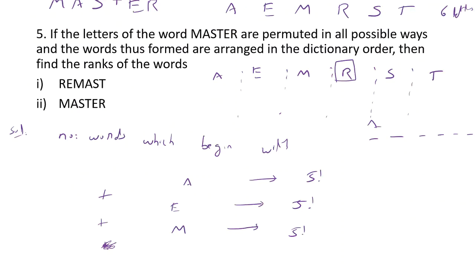Okay. Next, we have to calculate the rank of the word MASTER, and the letters in alphabetical order are A, E, M, R, S, T. So our word MASTER starts with M. So I have to count all the words that begin with A and all the words that begin with E.